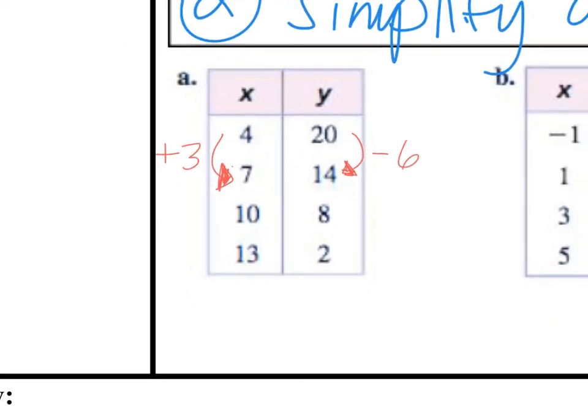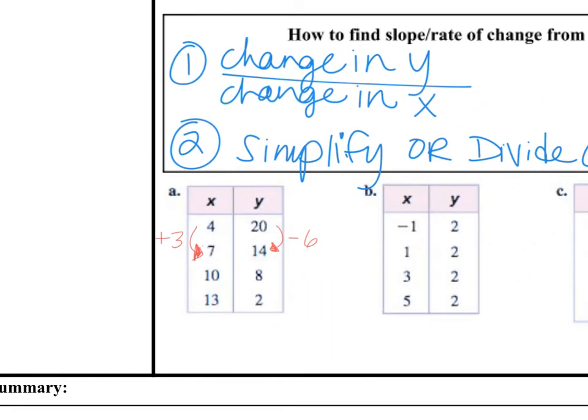Okay, from here on out, I didn't write this up here. When you see change in y over change in x, you will see me write that with little triangles. That's a delta sign. It literally means change. So you're going to see me write change in y over change in x with triangles instead, because I don't want to write it out every time, and you probably don't either. Okay? So change in y over change in x is negative 6 over 3.